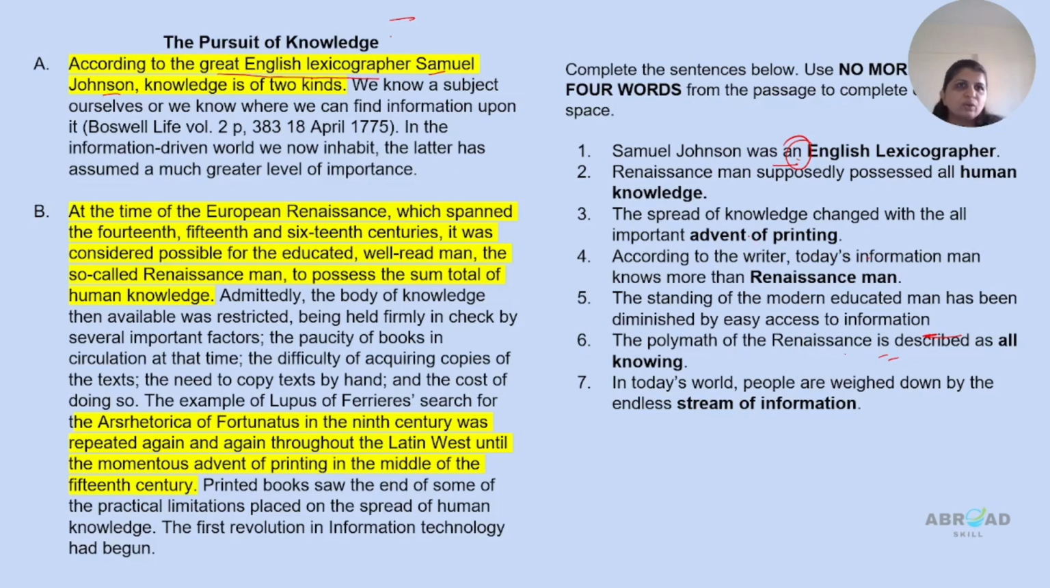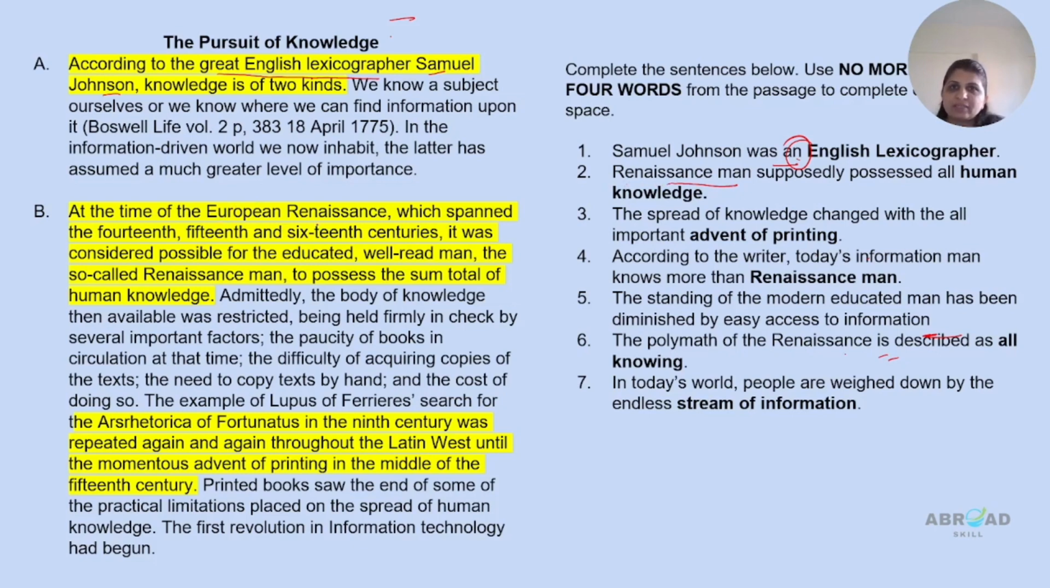It is not was an great English lexicographer. That is obviously wrong, right? So the correct answer will be English lexicographer. Fair enough? Now, second question, Renaissance man supposedly possessed all human knowledge. So let's find out where is this answer. They are talking about Renaissance man. So let's see where is the introduction about the Renaissance man.